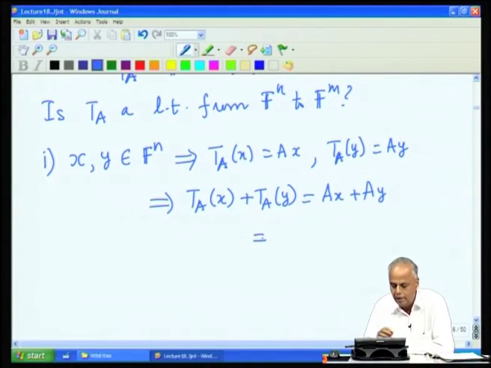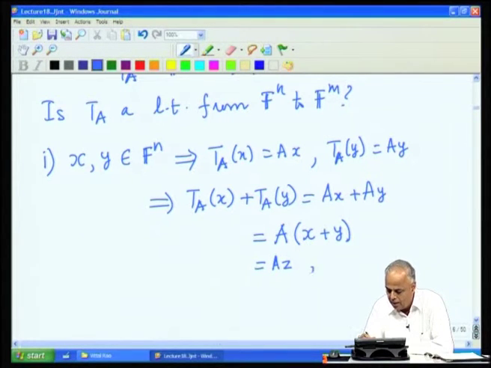Now, on the right hand side we have the matrix A times the vector x plus the matrix A times the vector y, and we know that matrix multiplication is distributive. So, we can write it as A of x plus y. Now, if we call the vector x plus y as z, where z is x plus y, then we get Az. Since x is in Fn and y is in Fn, z is also in Fn.